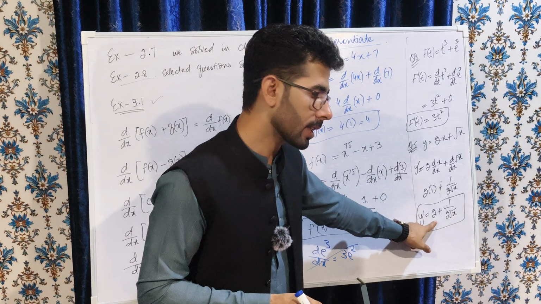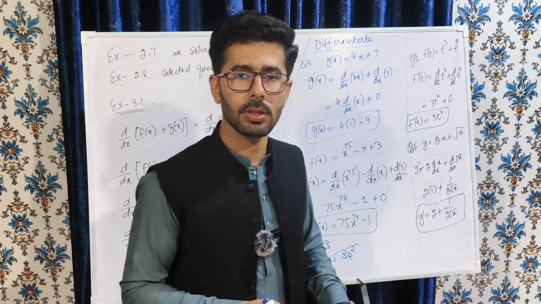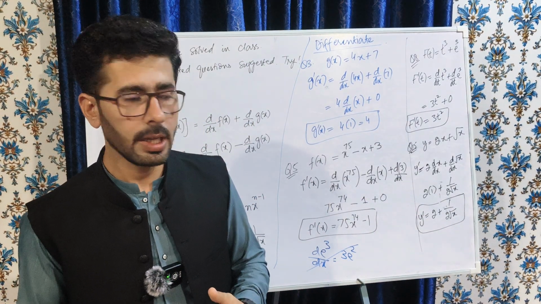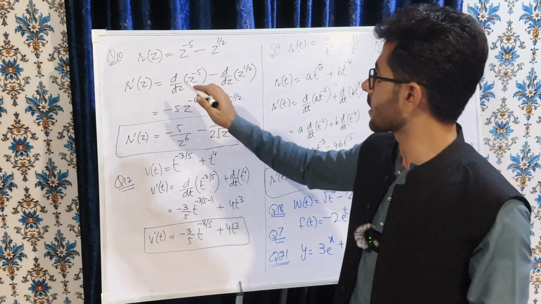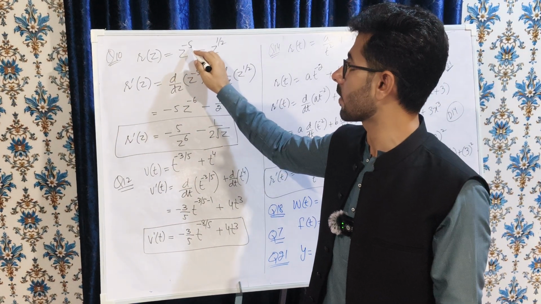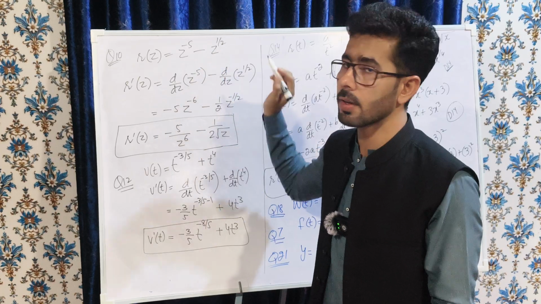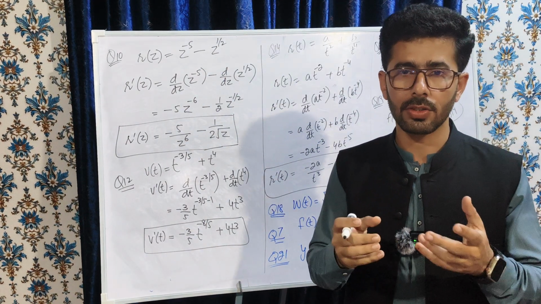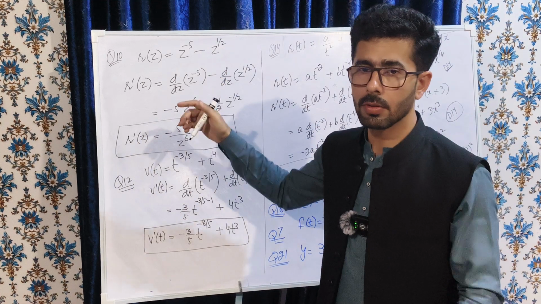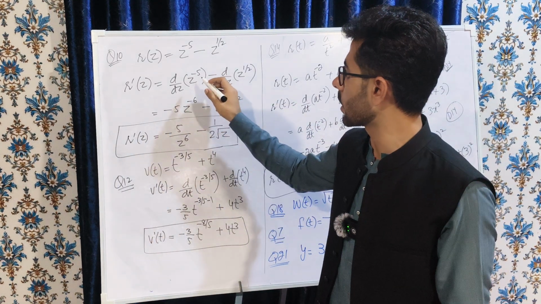So the final answer would be 2 plus 1 upon 2 times the square root of x. That would be y prime. Question 10 says r of z equals z power negative 5 minus z power half. This is a negative exponent and a fractional power, so I thought it's worth doing.